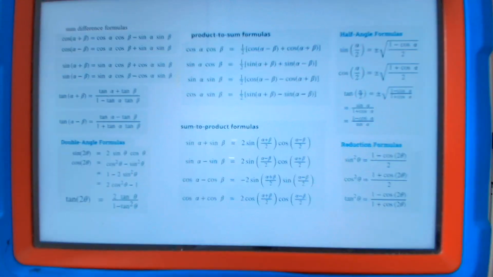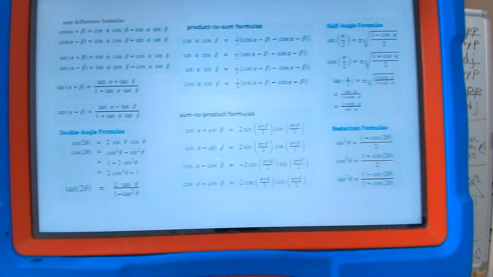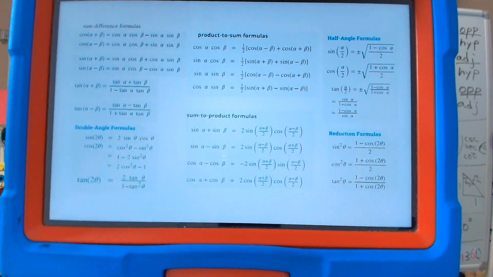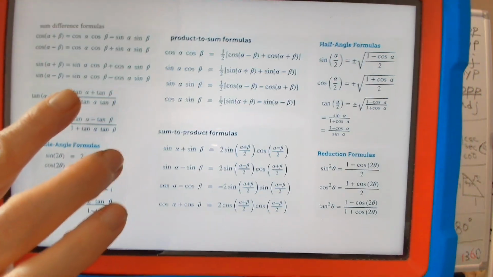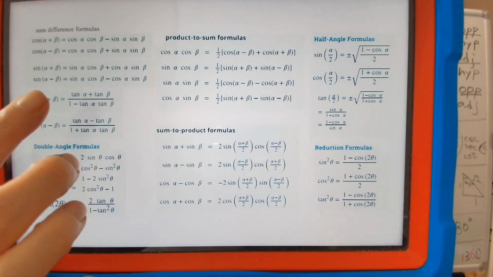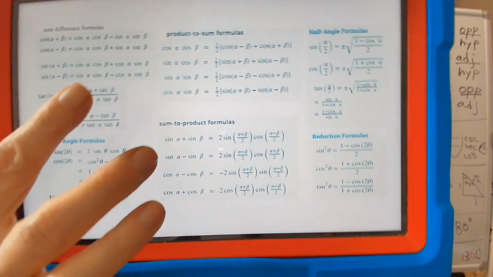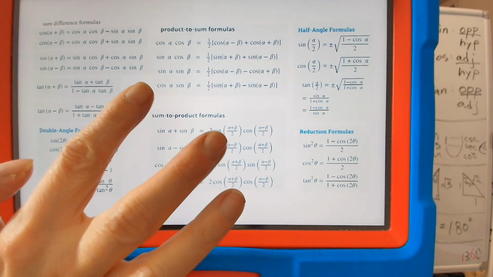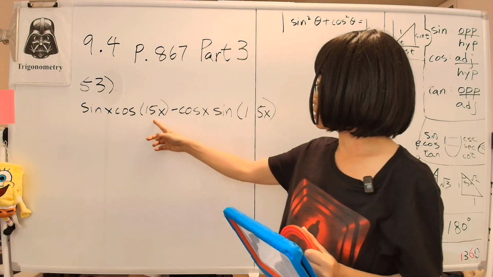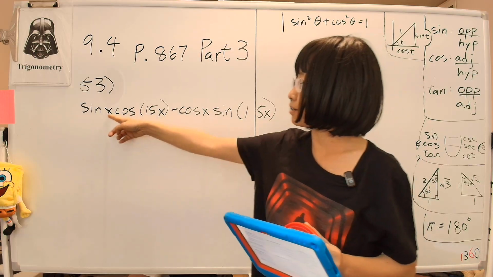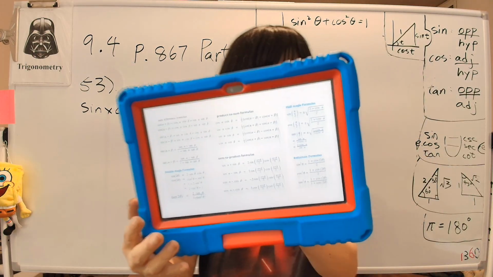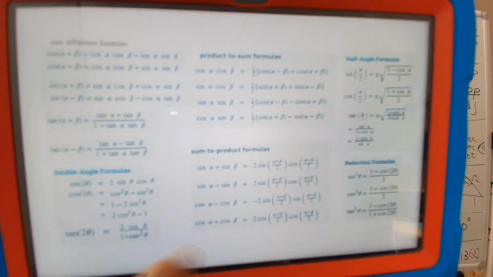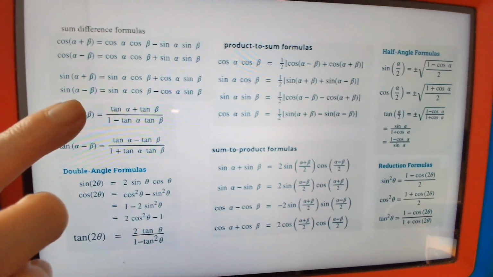Out of all this stuff, check which one looks like sine A cosine B minus cosine A sine B, and I can see one right here. You see sine alpha cosine beta minus cosine alpha sine beta. And that is exactly this situation. And what does that equal to? That equals sine of alpha minus beta.